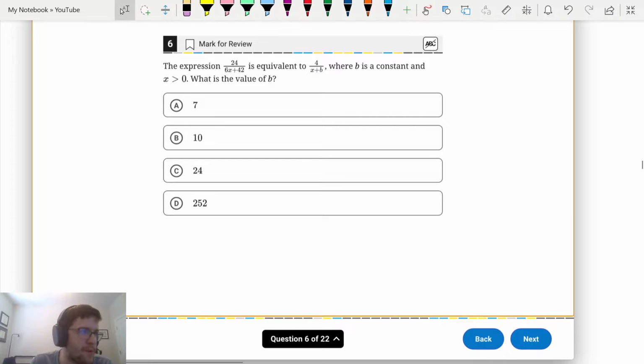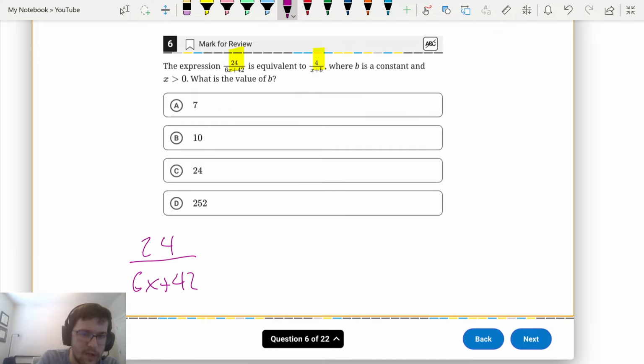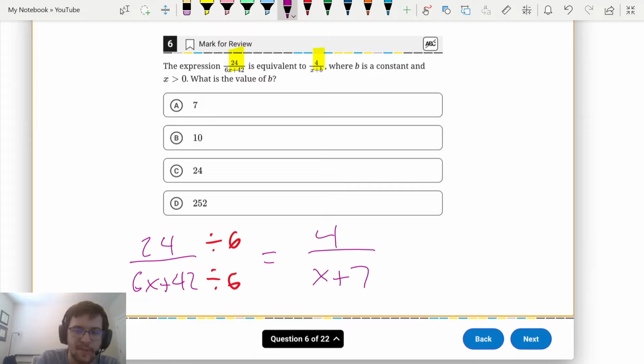All right, this one was on both, I think, so I'll just solve it twice. See how they simplified this fraction? They changed it from a 24 to a 4. To go from 24 to 4, you have to divide by 6. So we're going to divide the top by 6, and we're going to divide the bottom by 6. So I get 4 over x plus 7, and you see it says 4 over x plus b. So b is equal to 7, and that's it.